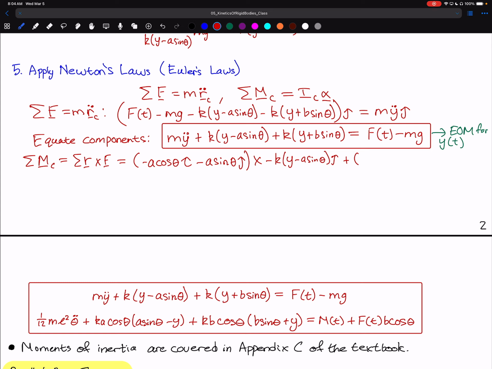For position B, a relative position vector is b cosine theta i plus b sine theta j. That's going to be crossed with all of the forces acting at B: f of t minus k times y plus b sine theta, all of that in the j direction. And then also lastly, plus the moment, m of t, and that acts in the k hat direction.